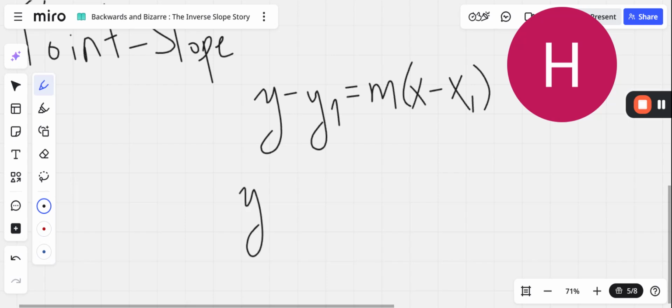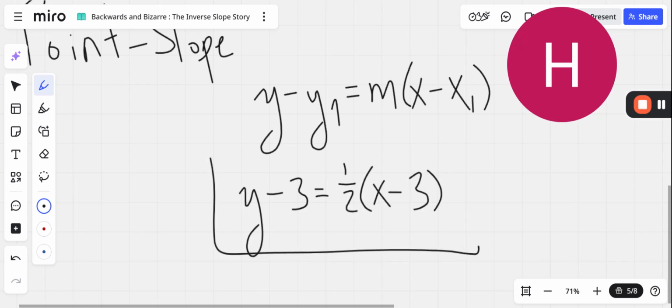So let's use any of the points. I think the easiest one to use is (3, 3). It's such an easy point to work with. And there we have it. This is the point-slope form of the equation, which you're going to need in calculus quite a lot. You use point-slope form often.